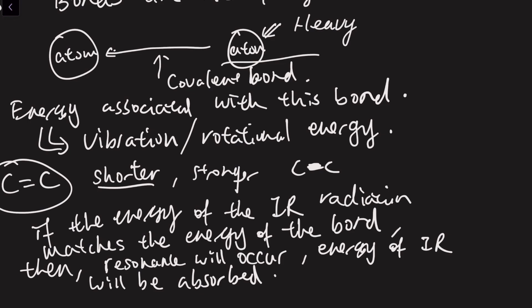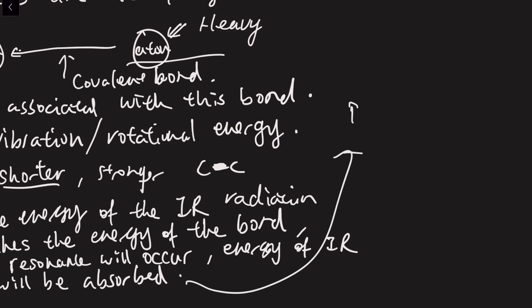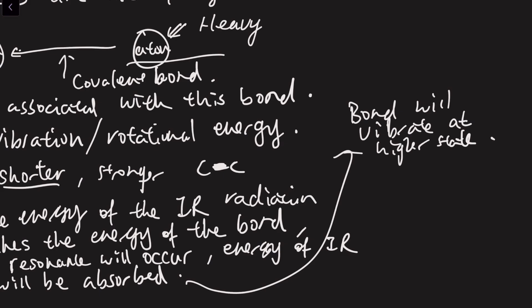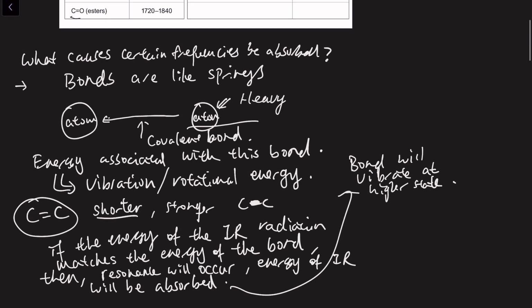And when the energy of the radiation matches the energy of the bond, then we have a very low transmittance, because all of this energy has been absorbed by the bond. After this energy is absorbed, the bond will vibrate at a higher energy state. So this is essentially the theory behind infrared spectroscopy.